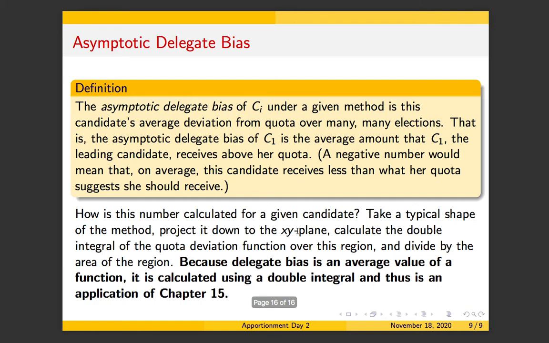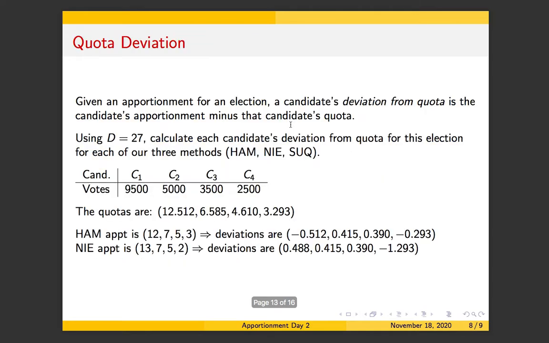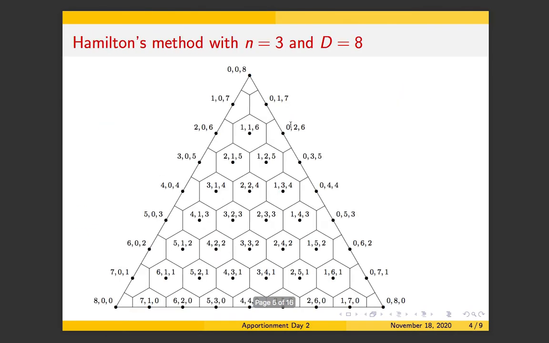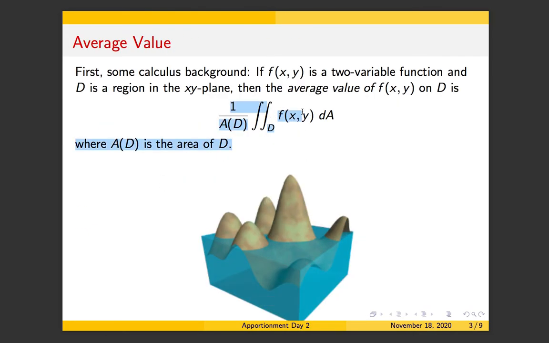Okay, so notice this word here, average. Now as I'll show you in the final video of this stuff, deviation from quota is a function. So you're doing the average value of a function. So in the end, we're going to calculate like this. The average value of a function is like this. You have to divide by the area of some region, we'll talk about that next time, and do an integral.